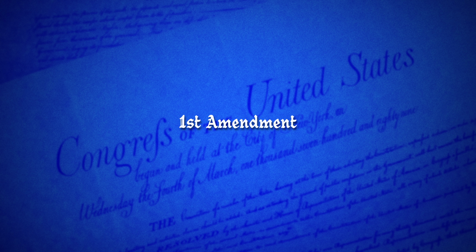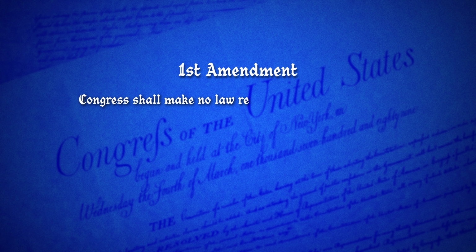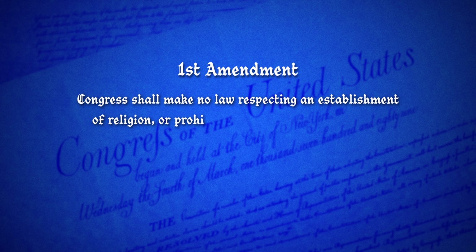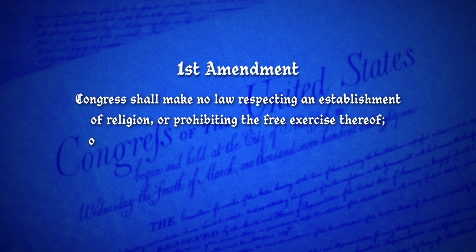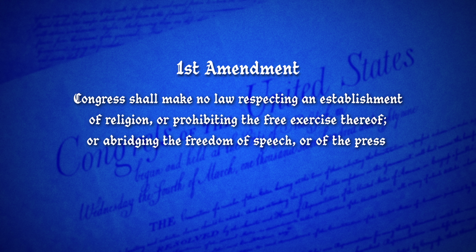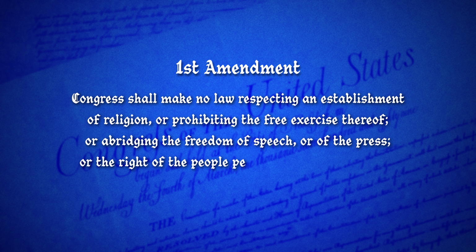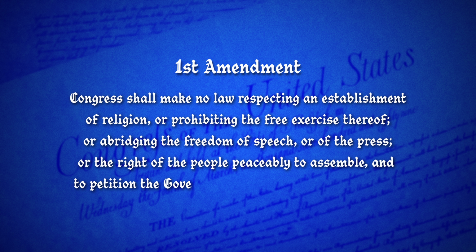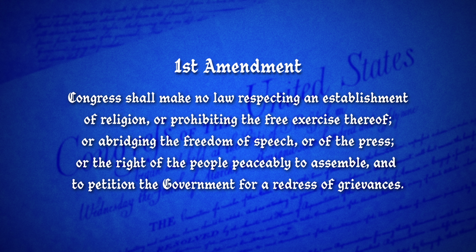Here is what the Bill of Rights says, the actual language of all 10 amendments in simple terms, explained by a lawyer. Let's go. The First Amendment. Congress shall make no law respecting an establishment of religion or prohibiting the free exercise thereof, or abridging the freedom of speech, or of the press, or the right of the people peaceably to assemble and to petition the government for a redress of grievances.